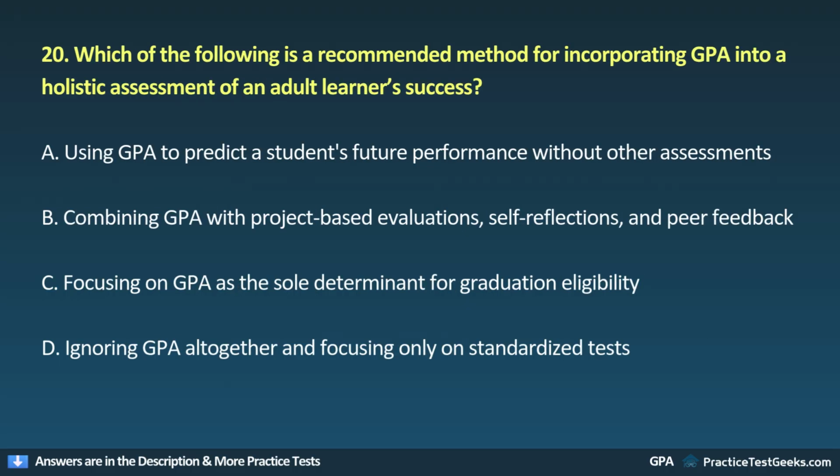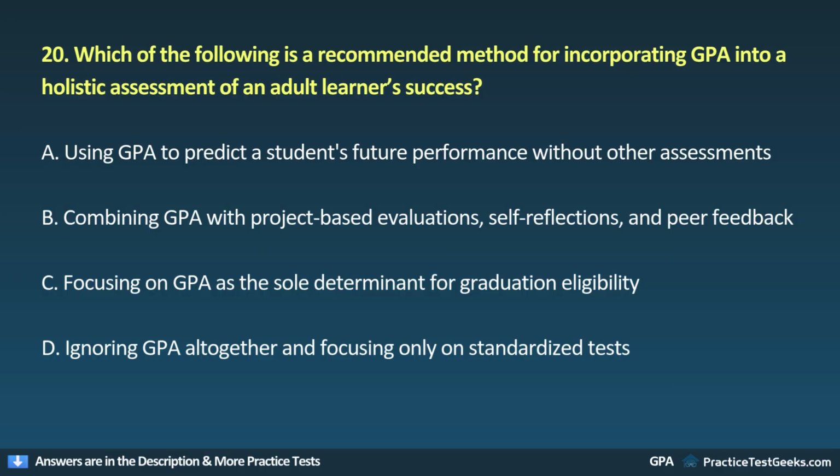20. Which of the following is a recommended method for incorporating GPA into a holistic assessment of an adult learner's success? A. Using GPA to predict a student's future performance without other assessments. B. Combining GPA with project-based evaluations, self-reflections, and peer feedback.